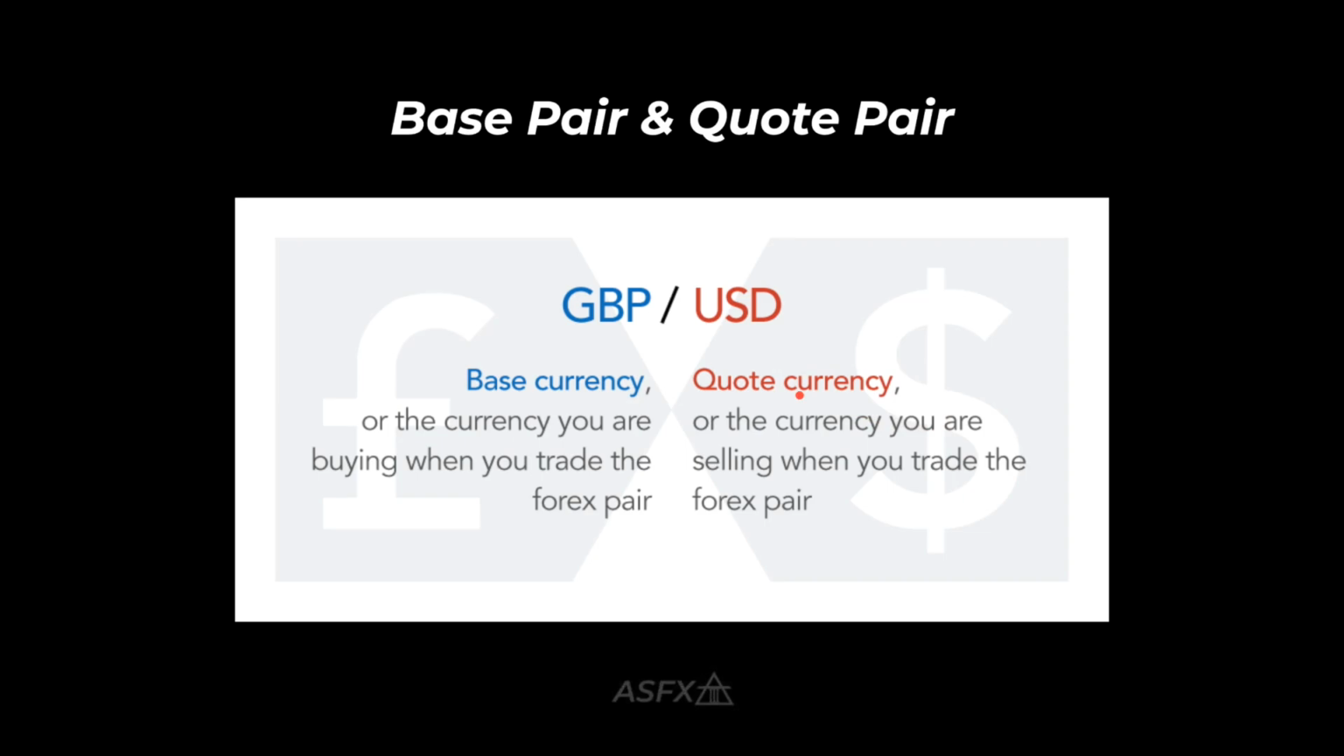The quote currency is the currency that you're selling, because when you are trading in the Forex market, you're simultaneously buying one currency and selling another currency. So if you're long GBP USD, you're buying the pound and selling the dollar. If you're short pound dollar, you're selling GBP and buying the dollar. Make sense? Good. So let's keep moving.